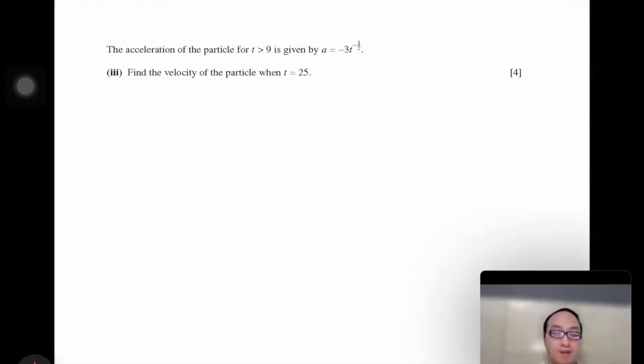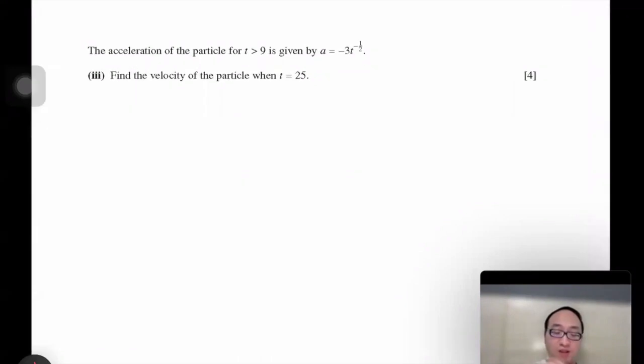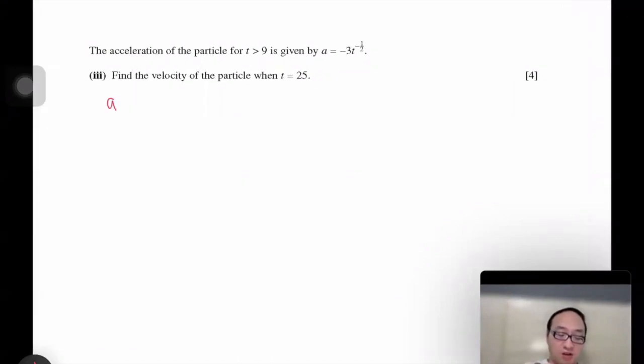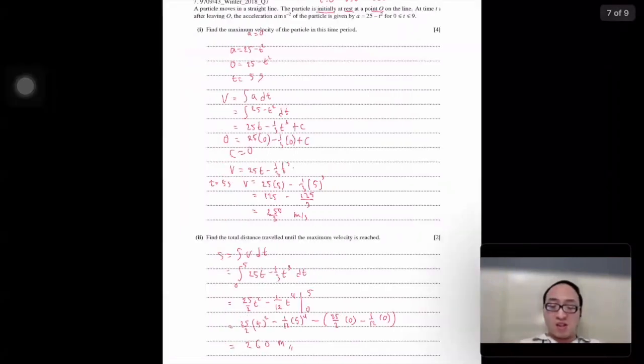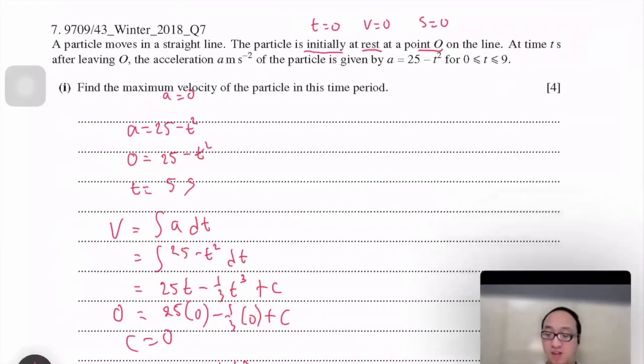Part 3. The acceleration of the particle for t greater than 9 is given by a equals negative 3 t to the power of negative half. Find the velocity of the particle when t equals 25. Now, our question is limited only from 0 until 9.